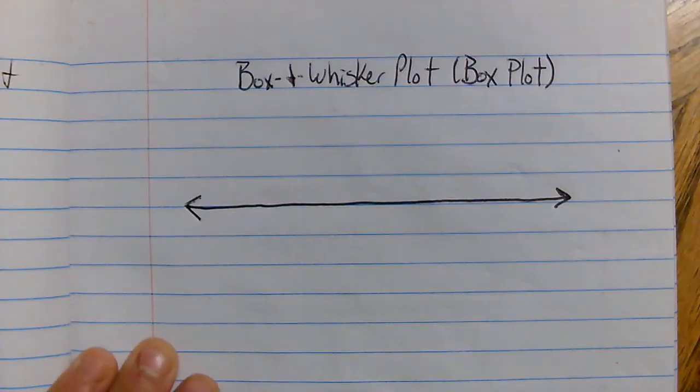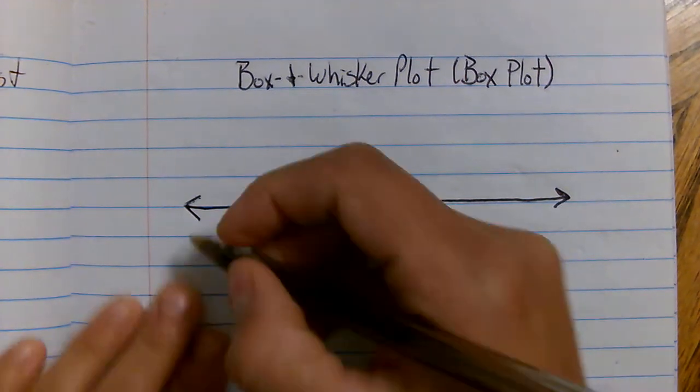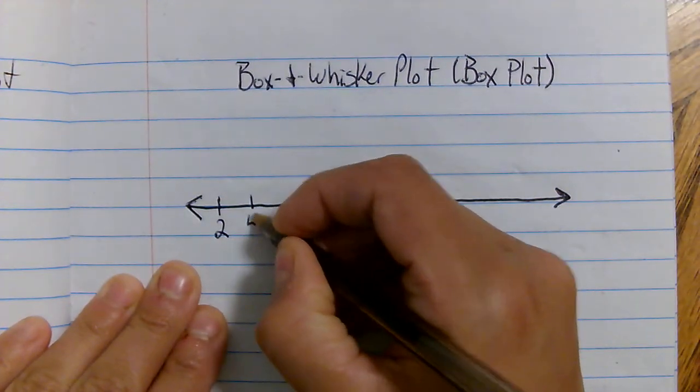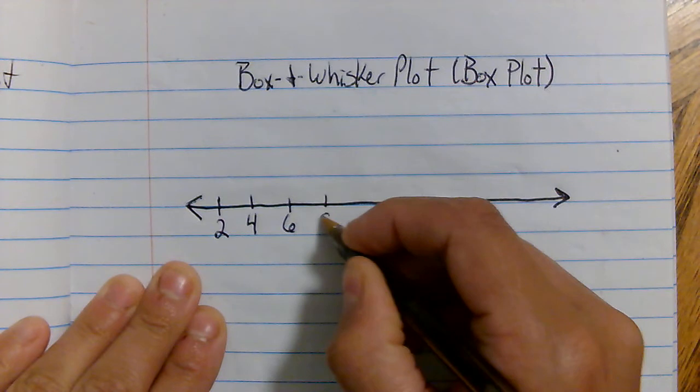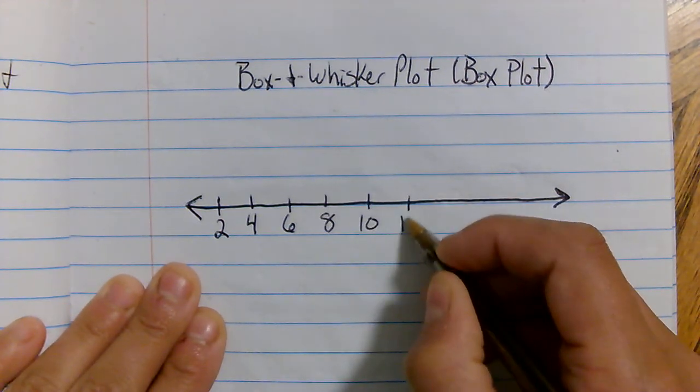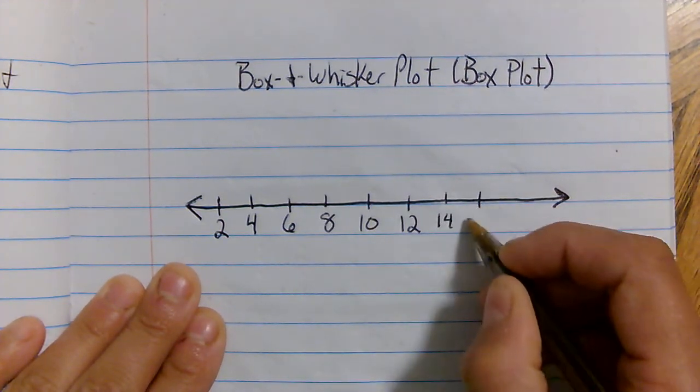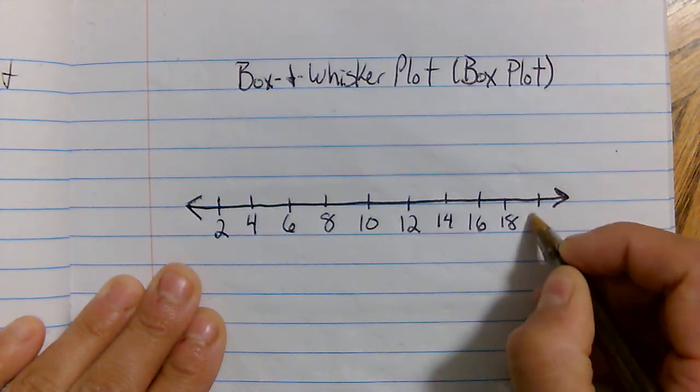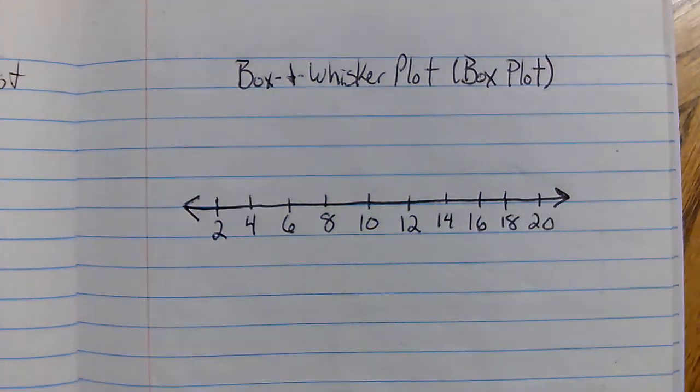And I'm going to mark it off by 2's, so 2, 4, 6, 8, and I'm going to count up to 20. So 2, 4, 6, 8, 10, 12, 14, 16, 18, and 20. There we go. Perfect. All right. So, box and whisker plot is always along a number line. And the reason it's called a box and whisker plot is because it's got 2 main parts. It's got the box and it's got 2 whiskers.